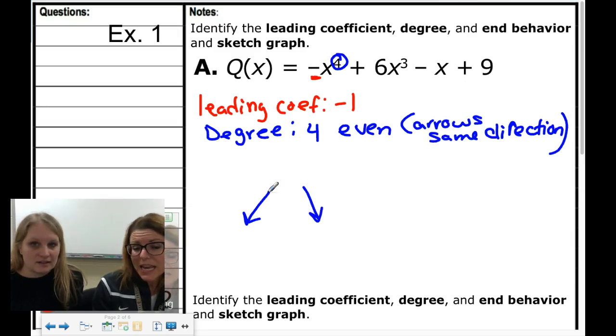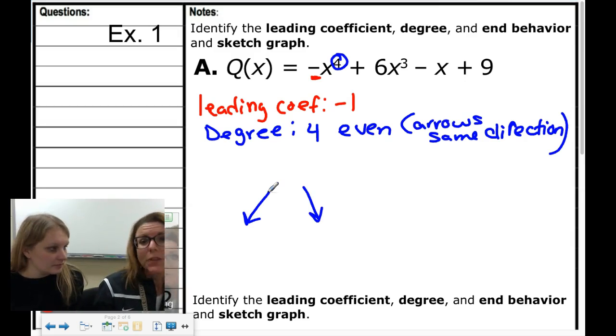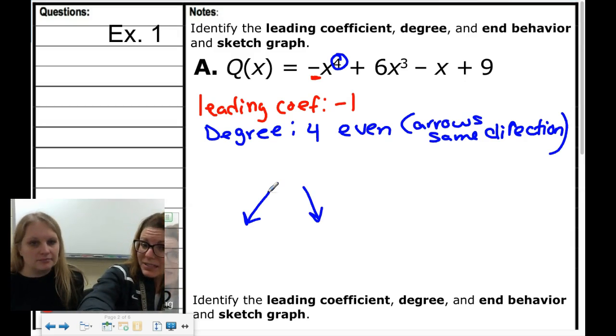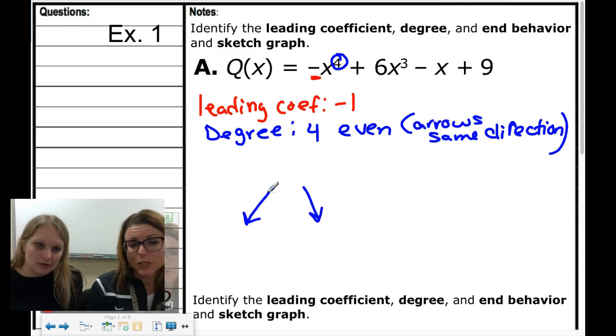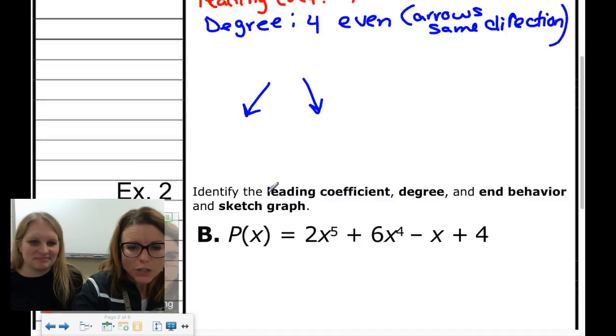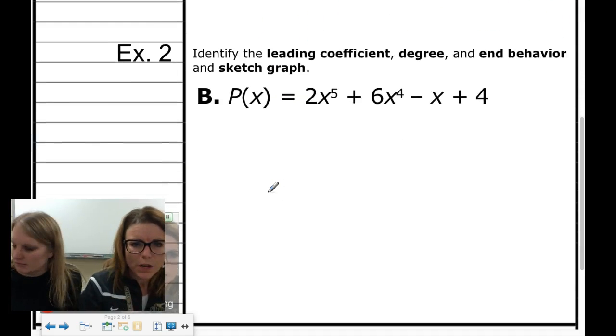And all that's saying is, if we want to interpret this, as x is getting bigger and bigger and bigger, our y value to the right is getting lower, smaller and smaller. And over here, as x is getting smaller and smaller, y is getting smaller and smaller and smaller. Okay. Should we do example 2? Sure. It's real quick.